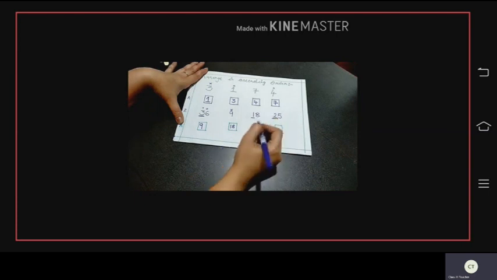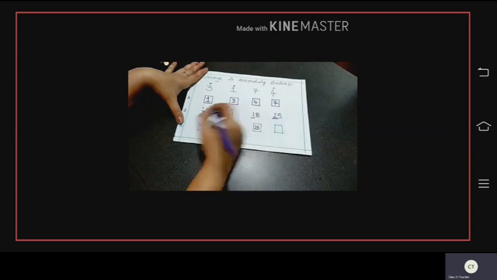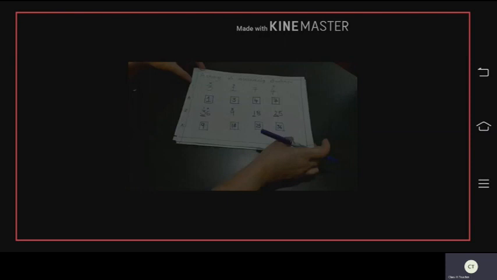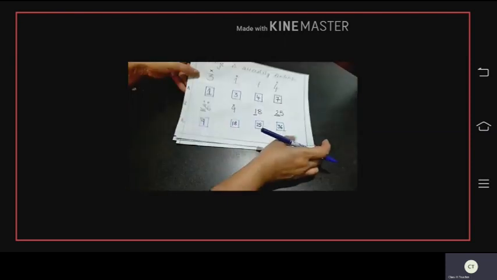Now observe carefully. 2, 5, 25, 3, 6, 36. So after 1 we'll get 2. So 2, 5, 25 I'll write. Which is the number left here? 36. So I'll write 36 in the last box.